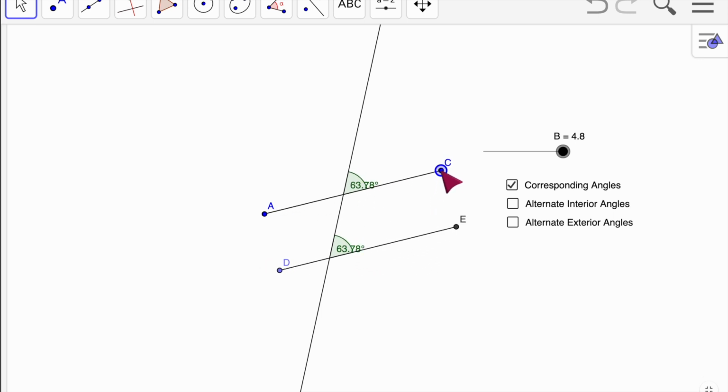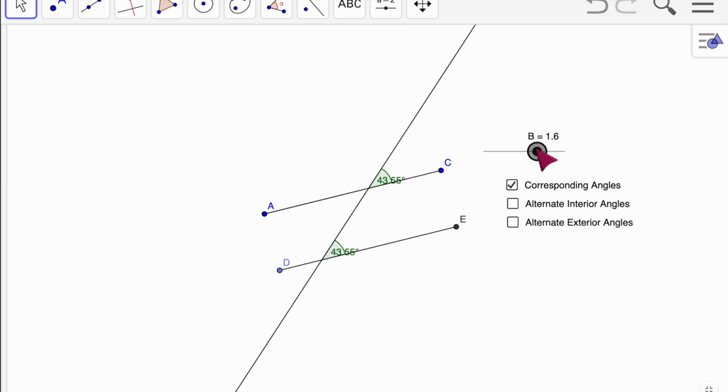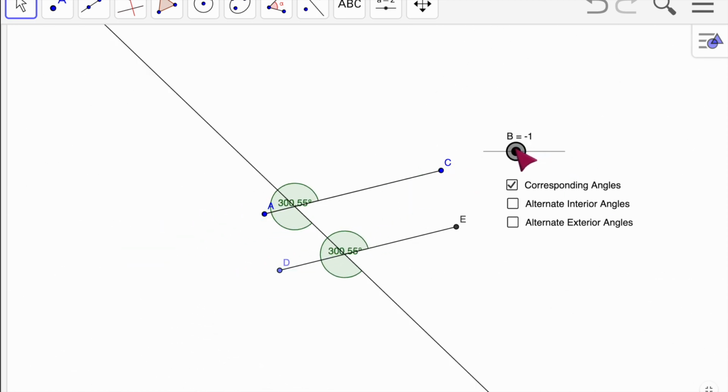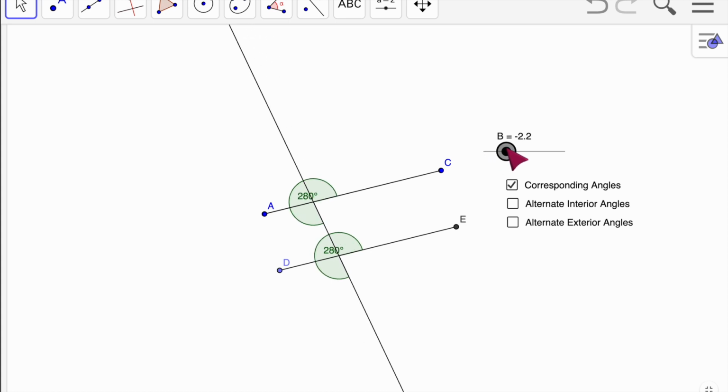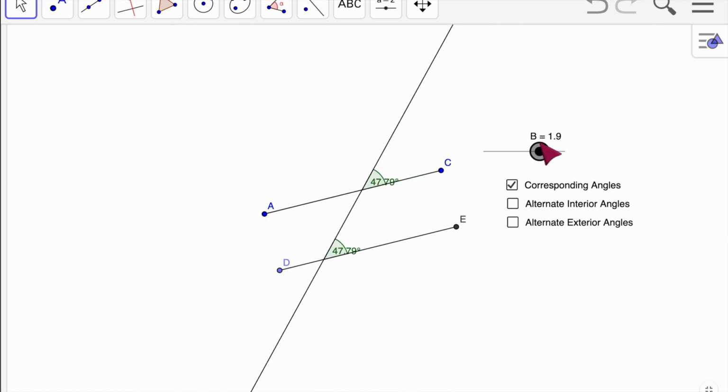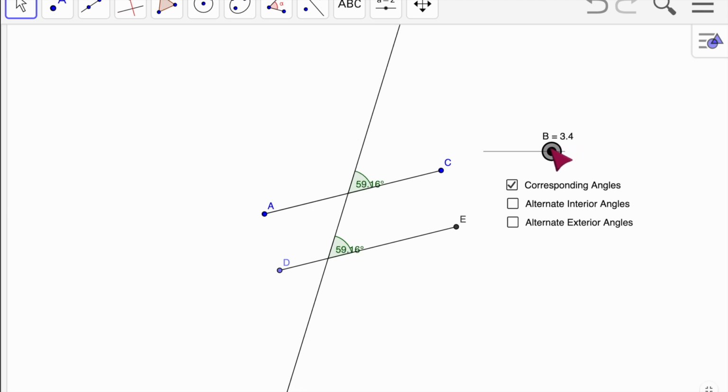Whether I move the parallel lines or whether I move the transversal, I can even flip it around so it's the other direction here. So that's going more than 180 because I went backwards. So it's going all the way around like that. But we can see that they're matching.